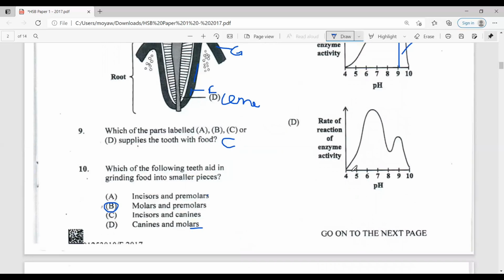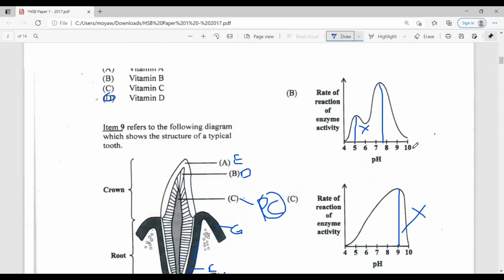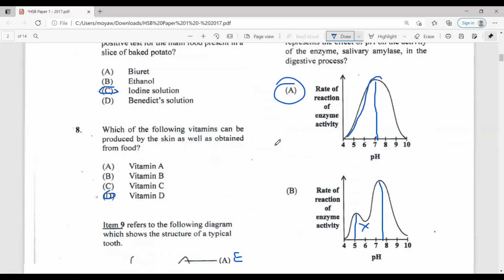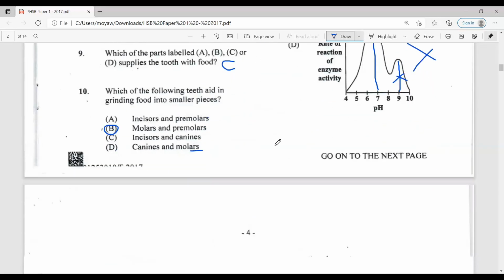And then for this one now, all right, it has a peak here. And then one would be here. But the thing is, even though all of this is basic, all of this is alkaline, salivary amylase only works best at 7 to 8. So it won't work best here. So that's out of it. So that's why this one is also out of it. So the best option here would have been A, because it works best between 7 to 8 pH. That's its optimum pH. Moving on.